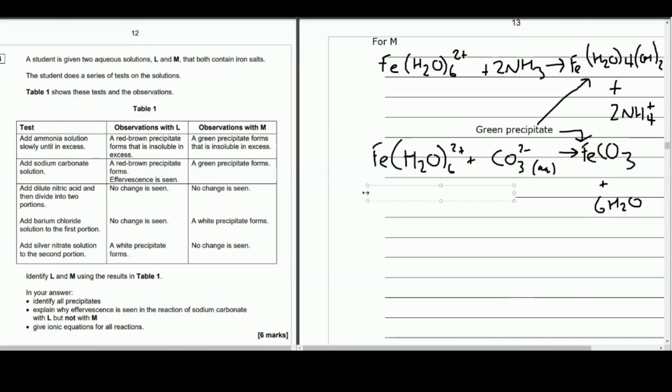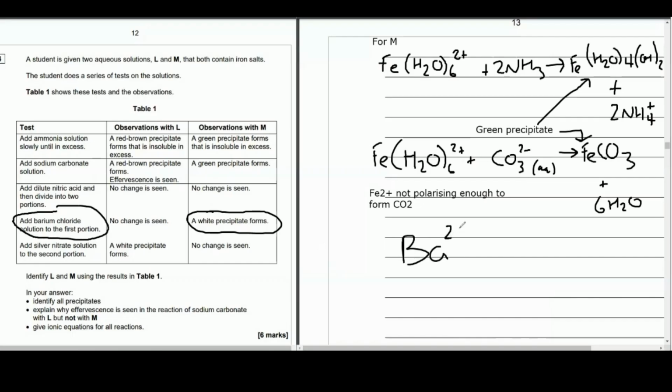Okay, so we got our 2 precipitates here. They're both green. One is FeCO3, one is [Fe(H2O)4(OH)2]. Now the Fe2+ ion is not polarizing enough to form carbon dioxide, hence why we had no effervescence with observation M with the sodium carbonate solution. Okay, now we want to look at the fact that we did get a result, a white precipitate formed with barium chloride, and of course that is the sulfate ion test. So when you have Ba2+ ions, they react with SO4 2- sulfate ions to form an insoluble white precipitate of barium sulfate.